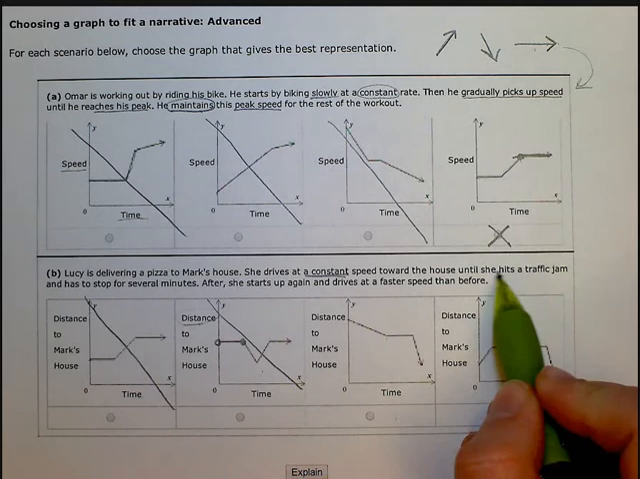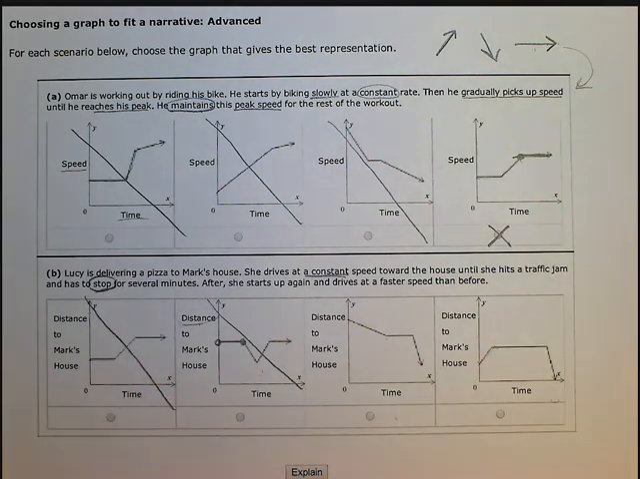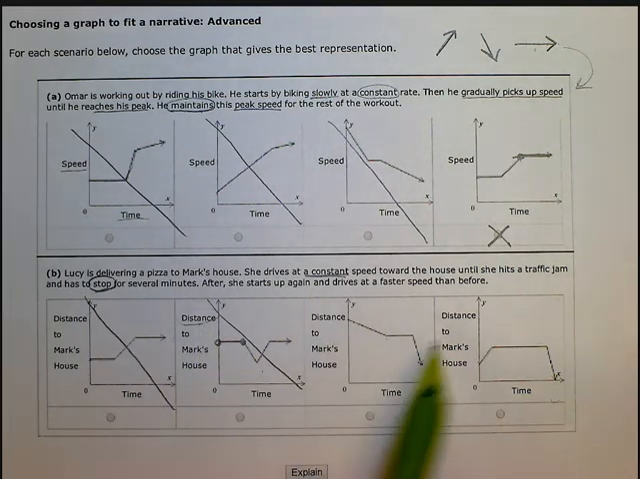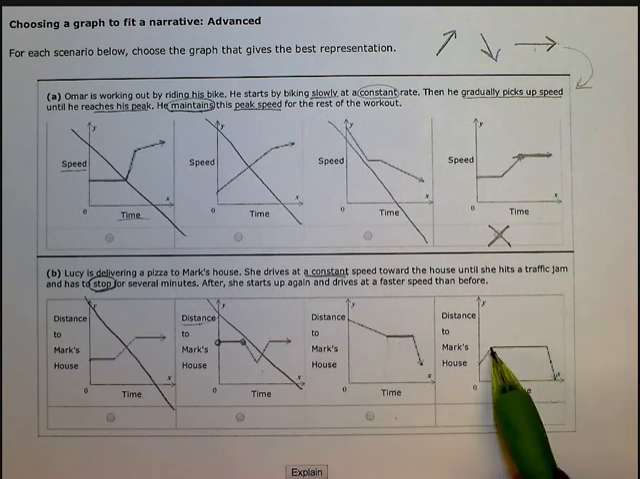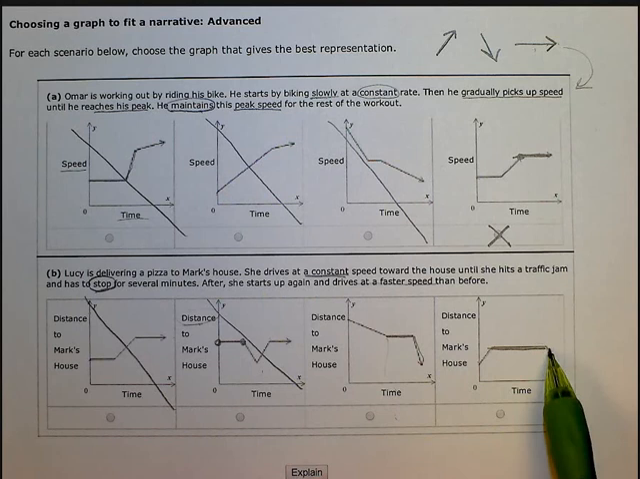Then she hits a traffic jam and has to stop for several minutes. So if she's stopped for several minutes, that means she's not getting any closer to Mark's house. So here, she's stopped for several minutes and not getting closer to Mark's house, the same as this one, okay? And then it says she starts and drives at a faster speed. So here's a faster speed and here's a faster speed.